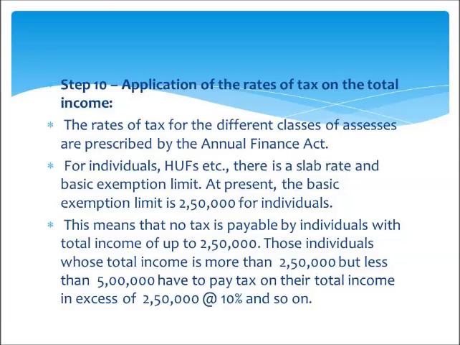For individuals, HUFs, etc., there is a slab rate and basic exemption limit. Like we discussed previously, for the slab rate for individuals, till 2,50,000 there is no taxation. That is, you have to pay no tax if you are earning till 2,50,000 in a year. So if that is the case, then you have to pay no tax.